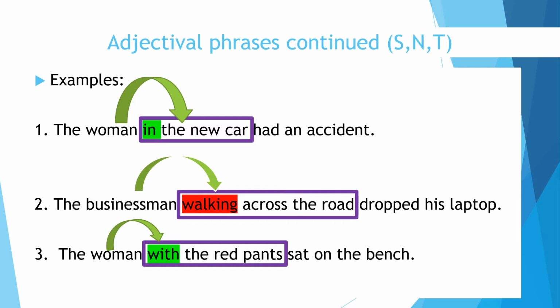Number 3. The woman with the red pants sat on the bench. This sentence has a preposition, with. Let's check if the group of words with the red pants is a phrase. Does it have a subject? No. Does it have a number? No. Does it have a tense? No. Therefore, the phrase is with the red pants.